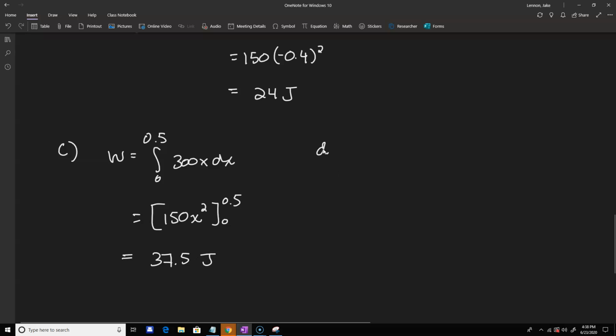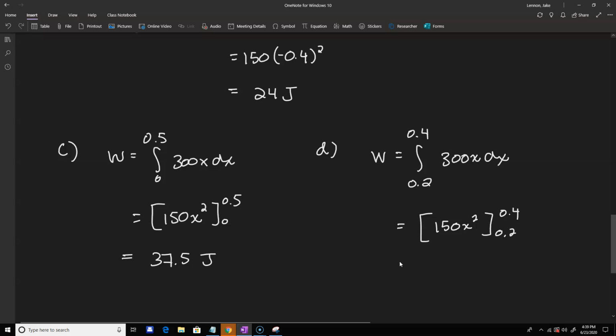And then the last one is not so difficult. It says if your spring is already stretched out 0.2 meters from the equilibrium position and you want to stretch it an additional 0.2, what would that work be? That work would be just going from the 0.2 that you started at to the 0.4 outward that you're trying to bring it. And the same equation there, 300x dx. So we end up with 150x squared from 0.2 to 0.4.